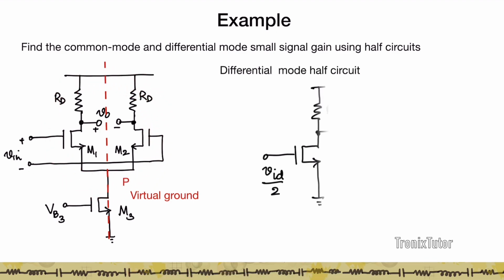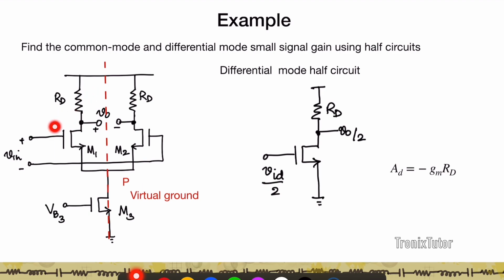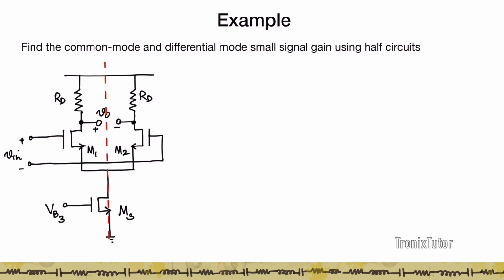So if I look at the differential mode half circuit, the differential mode half circuit consists of an RD, a transistor either M1 or M2. I've applied a VID by 2 to its input and I'm measuring the VO by 2 at its output. And this, if I assume lambda is equal to 0, the gain of the circuit is minus GMRD. So the differential gain of the circuit is going to be minus GMRD. Now let's look at the common mode gain of the circuit.